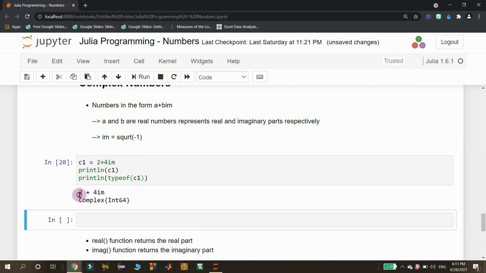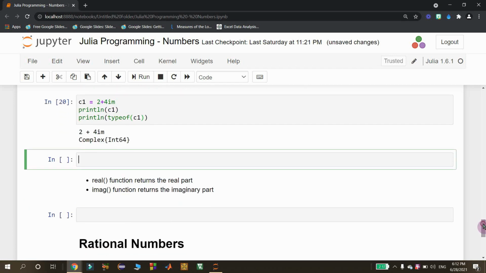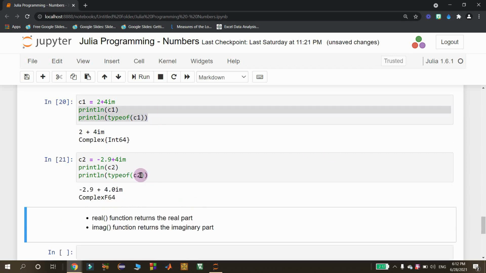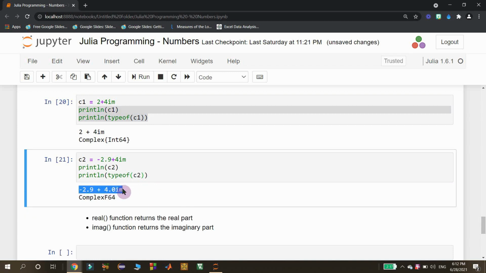Here 2 plus 4im is the value present in c1, which is of a complex type, where the real and imaginary parts are of type 64-bit integers. Now I am considering another example. C2 is a variable now. Then I am using minus 2.9 plus 4 im as the value. Then I am going to display C2 and its type. Then we got minus 2.9 plus 4 im as the complex number present in C2.